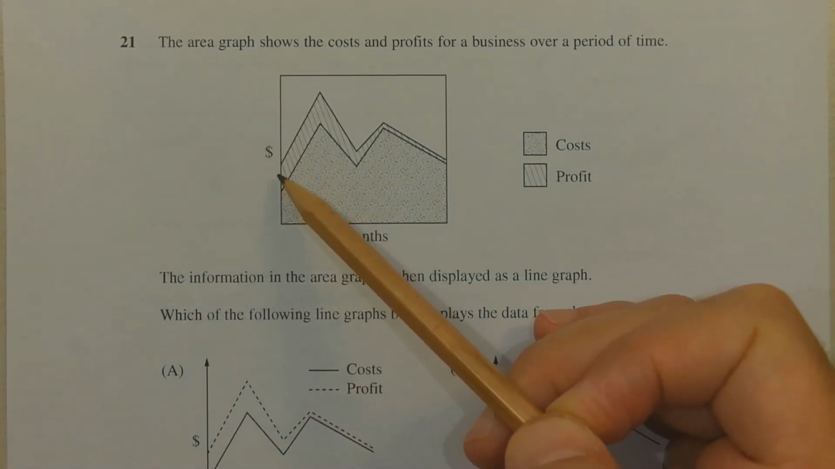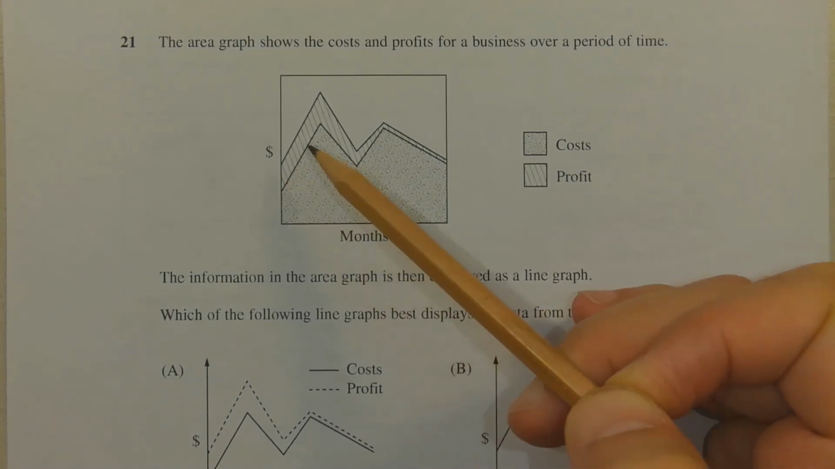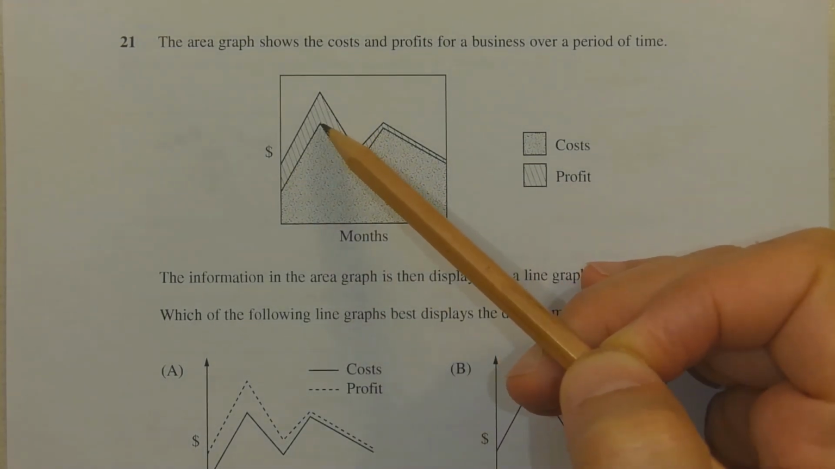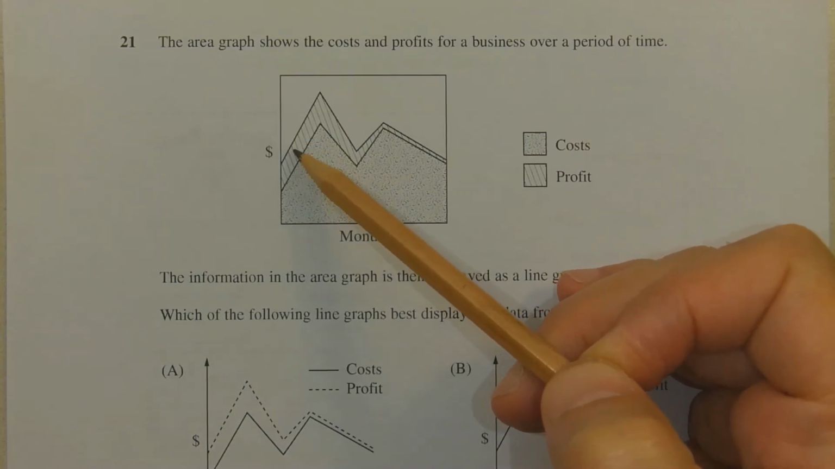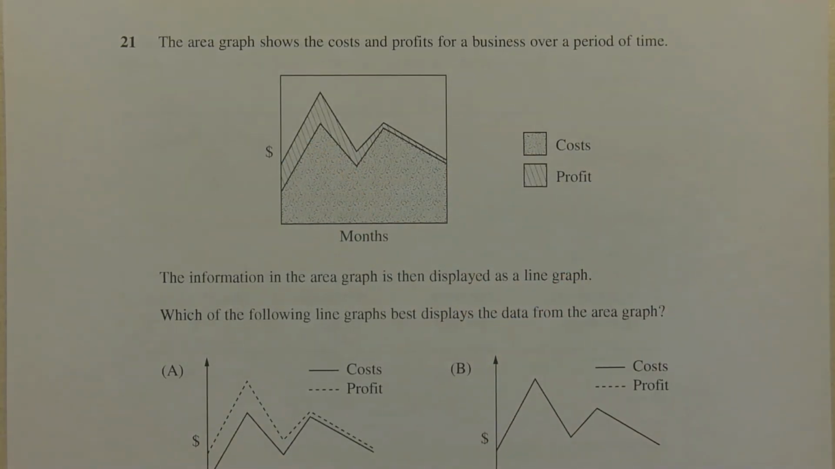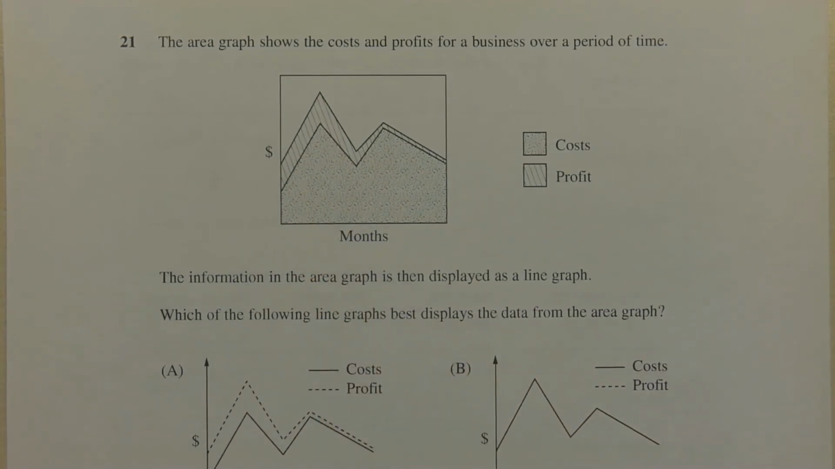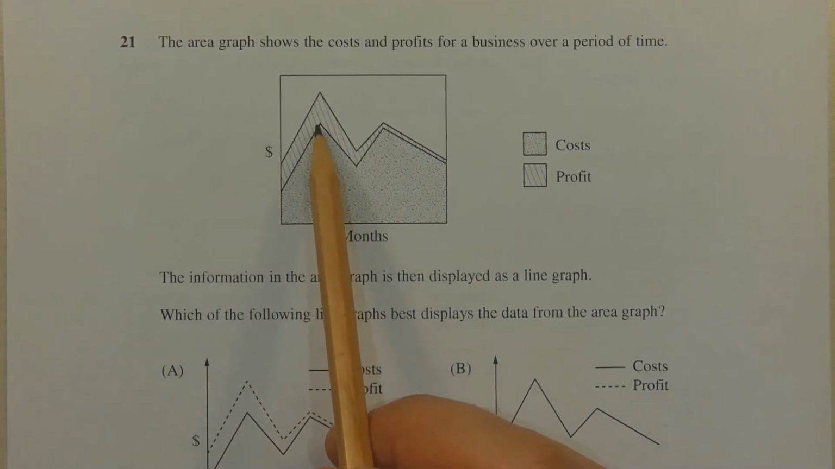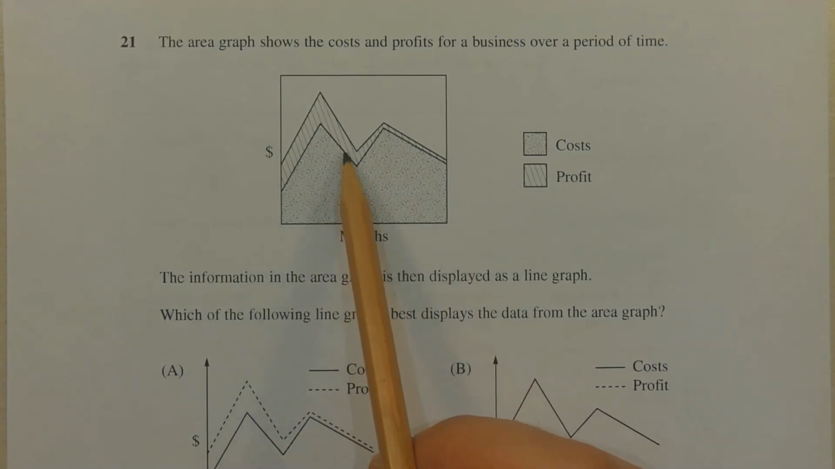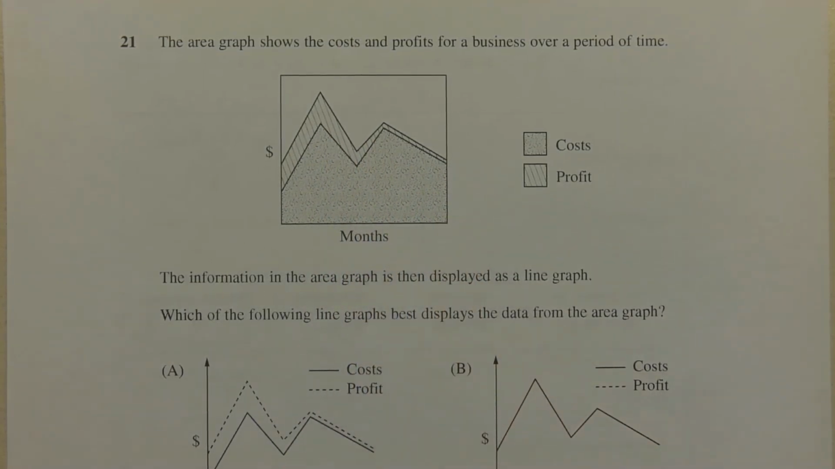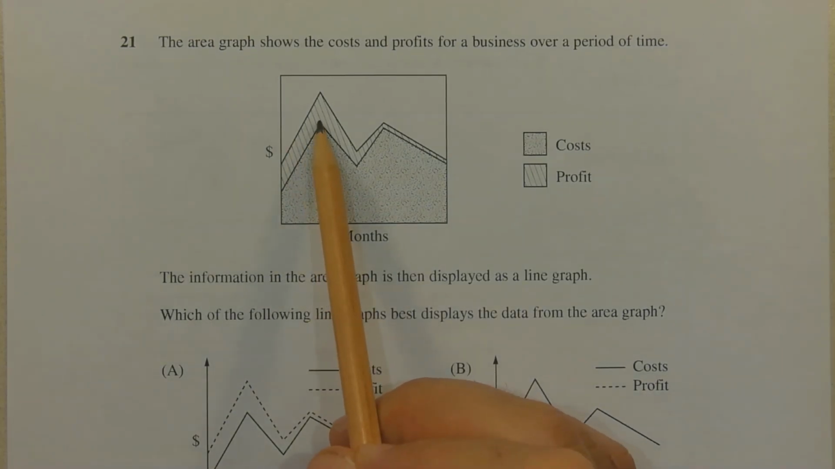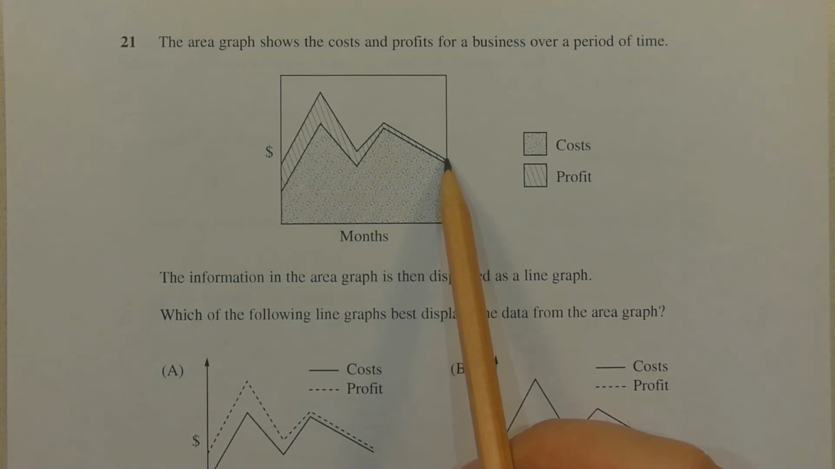Now we can see that from the left-hand side here up to this point here on the area graph, the gap between the two line graphs is constant. And that means that the profit, or the amount of money being made, is constant from this point in time to this point in time. From this point in time onwards, we can see that the gap is starting to narrow, which means that the profit is reducing or getting less and less as we go from this point to this point here.